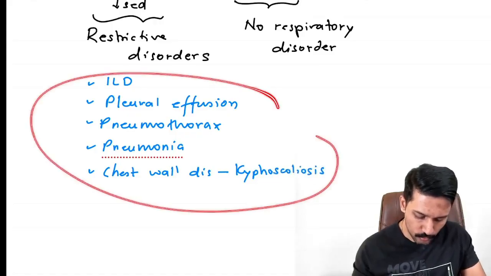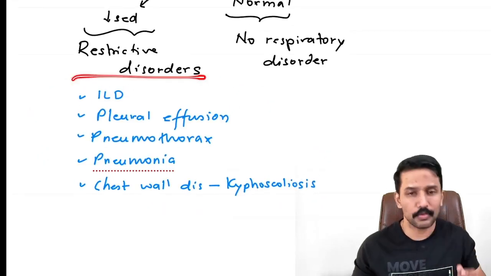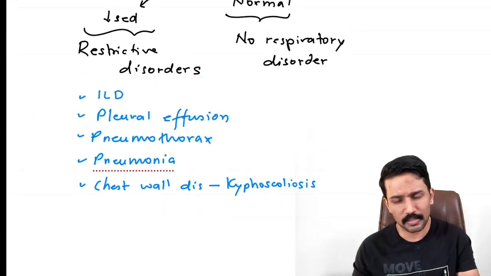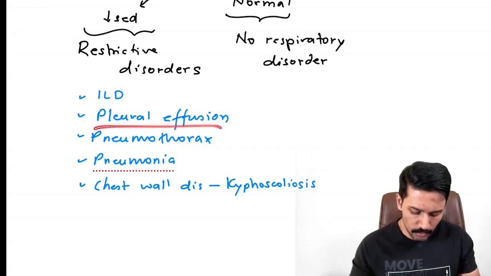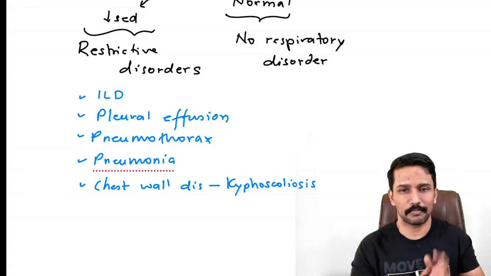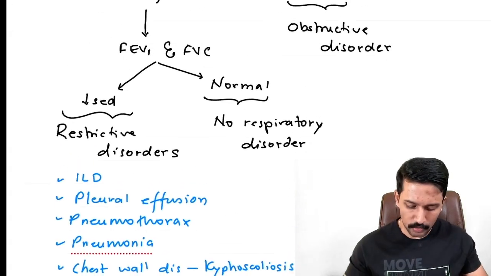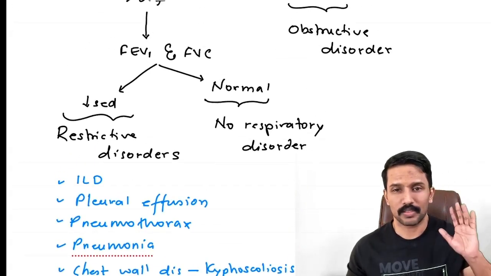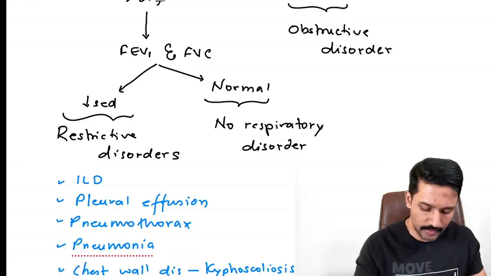Once PFT has confirmed that it is a restrictive disorder, how do I diagnose these? Go ahead with imaging, do an HRCT or X-ray. They will be able to identify these abnormalities, or maybe ultrasound. Imaging is the next step if it is a restrictive disorder. But if it is an obstructive disorder, we have three differential diagnoses: asthma, COPD and bronchiectasis. So how will I differentiate?